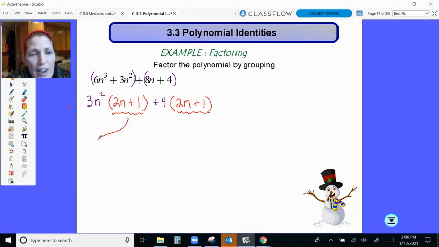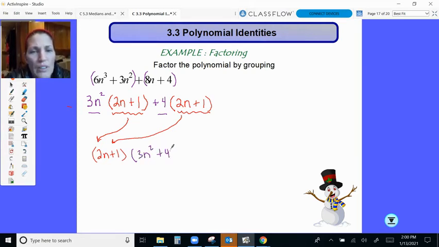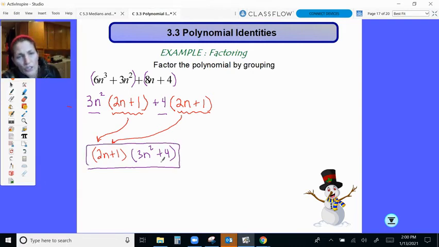So now I can actually factor out this 2n plus 1. And I'm left over with my 3n squared plus 4. And that's factored. Then I want to make sure I look at my factors and make sure I can't factor them any further. I can't factor 3n squared plus 4 any further, and I'm fully factored there. Okay? Okay, let's look at the next one.